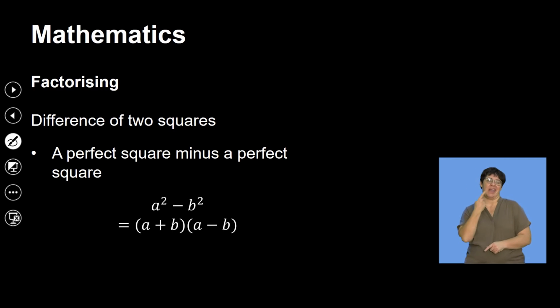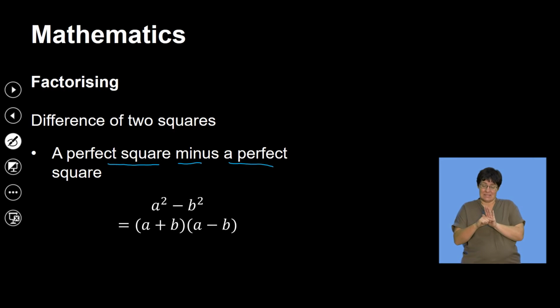I always say people are lying because you know the correct answer, but you just choose not to write the correct one. Now, with the difference of two squares, this is when a perfect square minuses a perfect square.